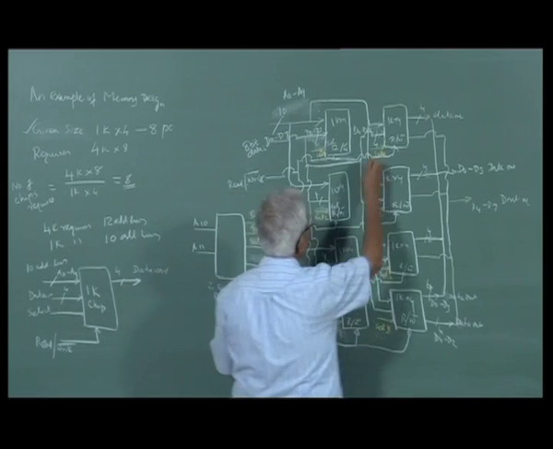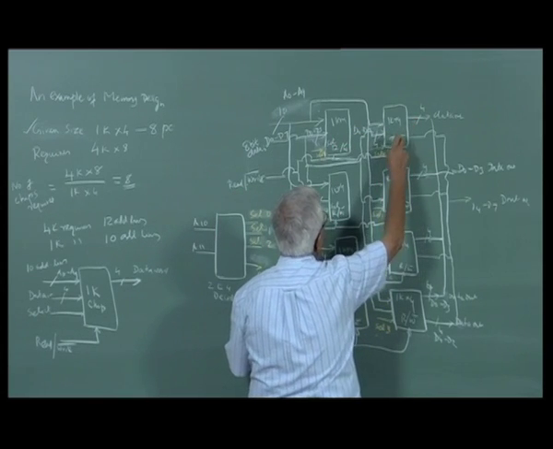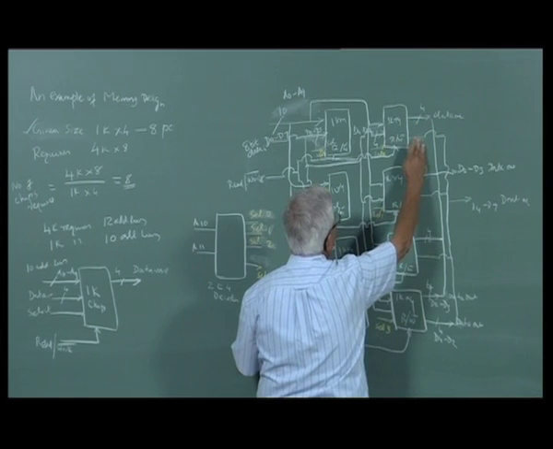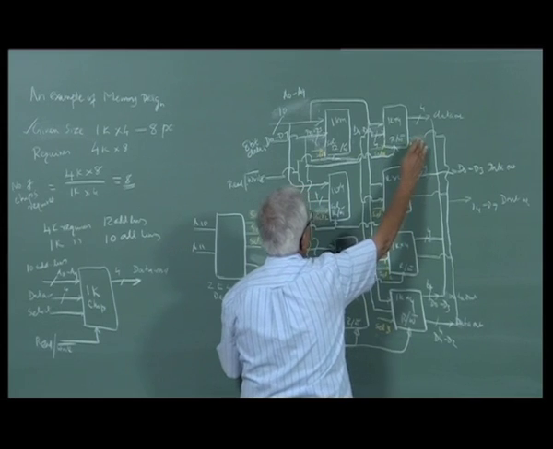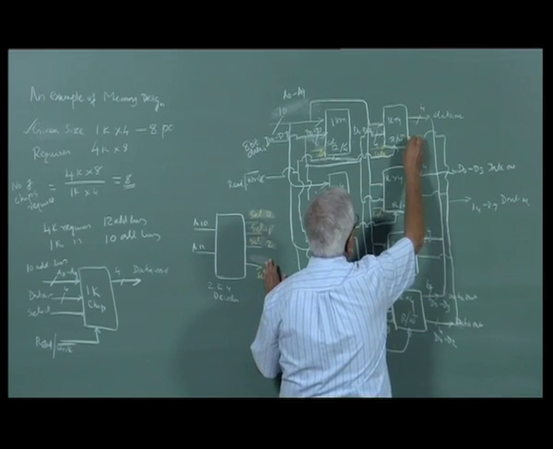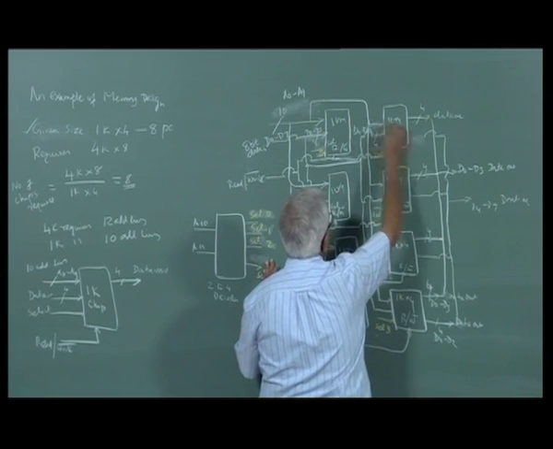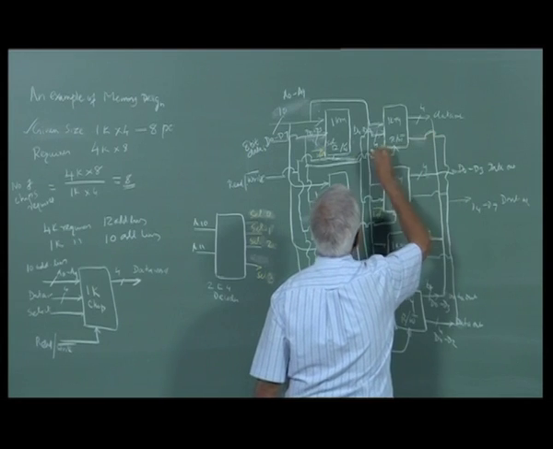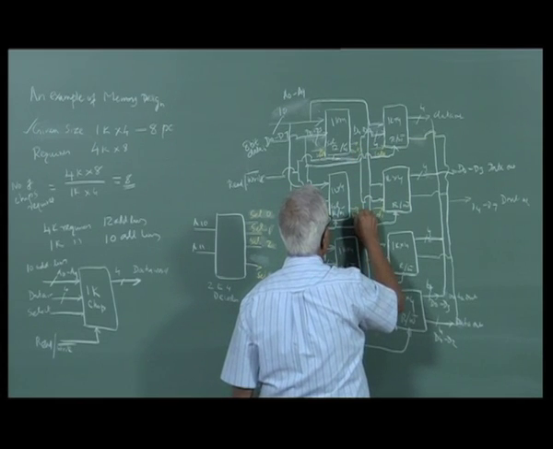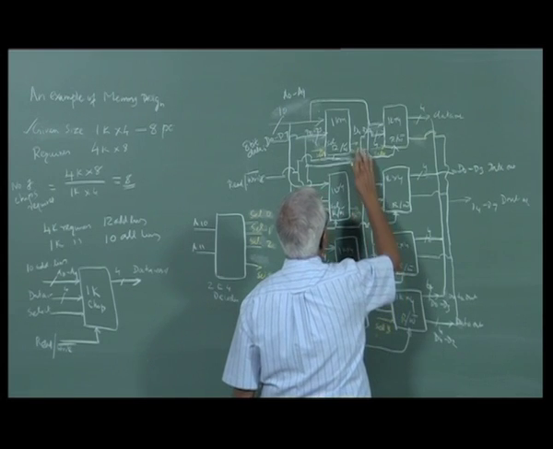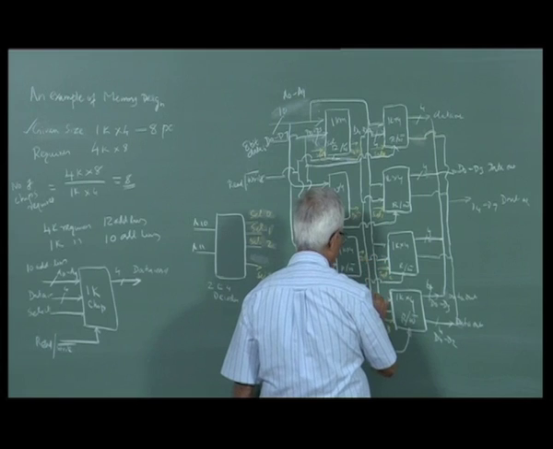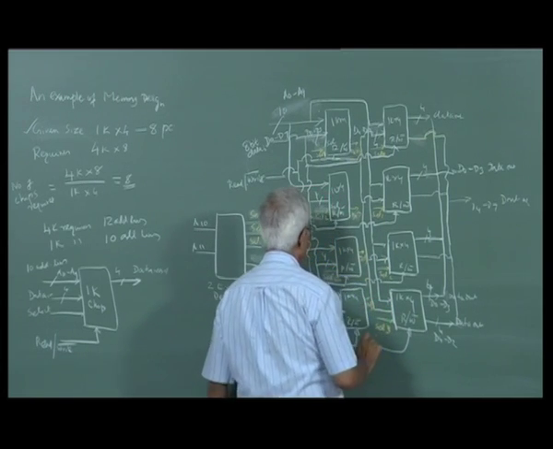Output I have shown only from here, the other 4 outputs come from here. This goes into this, the other 4 comes here. These four should come from here, for D0 to D3, this one is D0 to D3. So this is D4 to D7, actually this should come from here. So this is D4 to D7. Or D0 to D3 rather. D0 to D3.